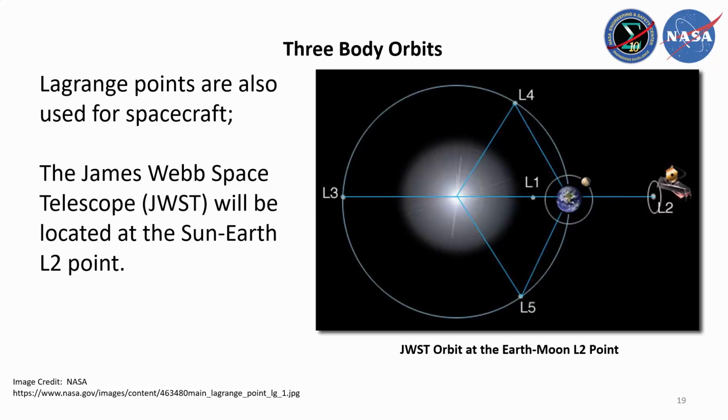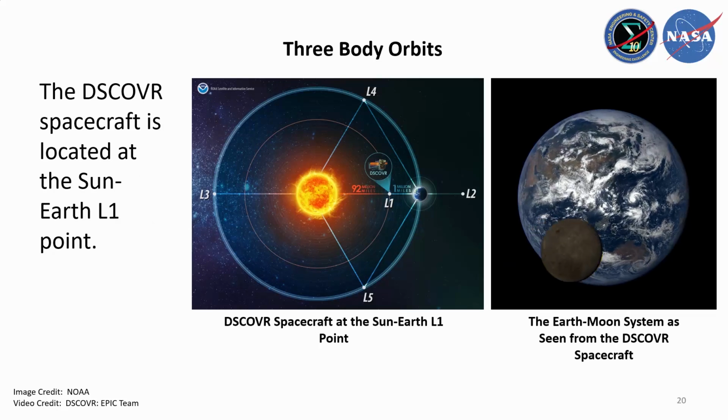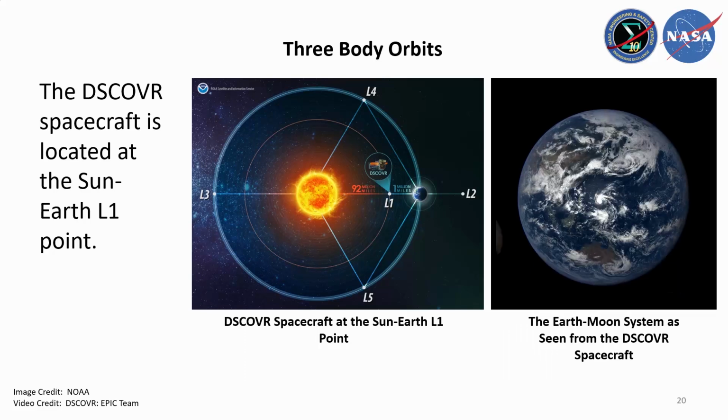Lagrange points are also useful for spacecraft orbits. As an example, the James Webb Space Telescope is to be placed at the Sun-Earth L2 Lagrange point. The DSCOVR spacecraft is located at the Sun-Earth L1 Lagrange point. From this vantage point, it has a continuous view of the sunlit portion of Earth.